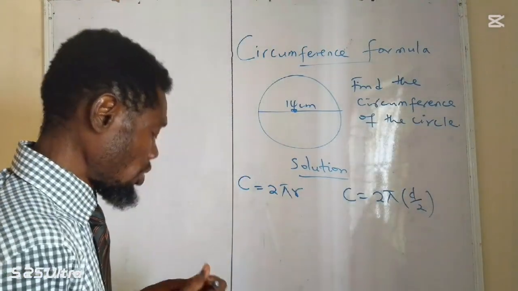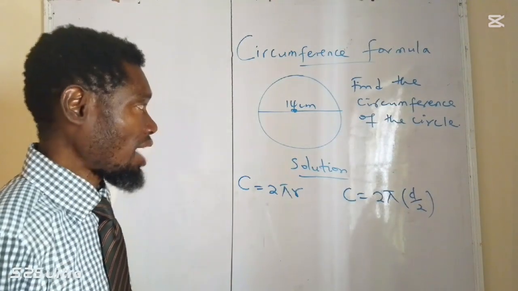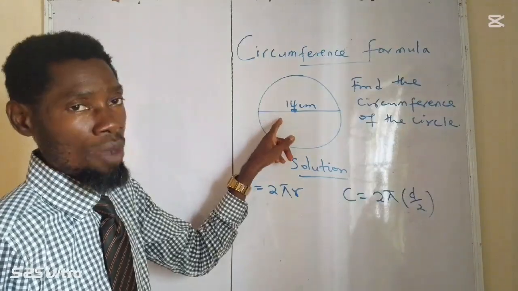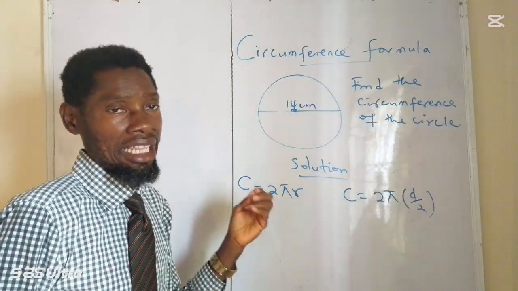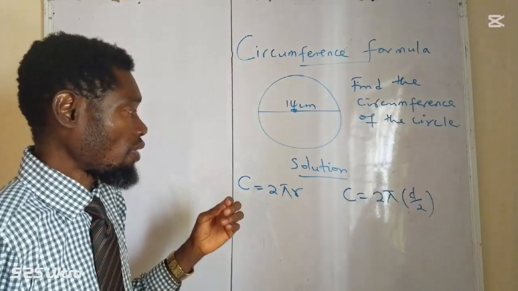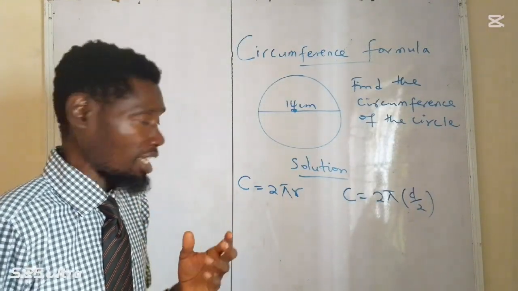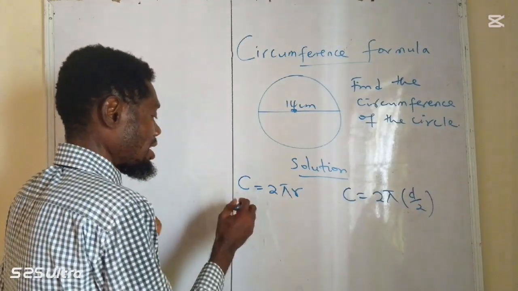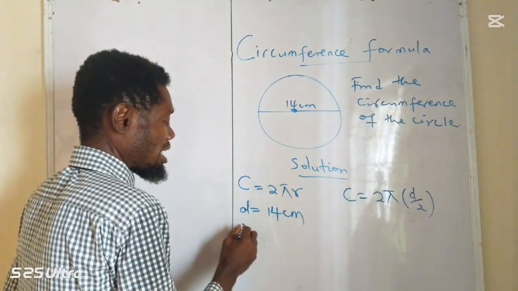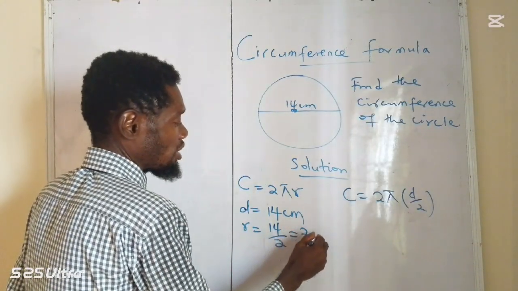So if you decide to use the first formula here, I said you will need to divide the diameter given to you by 2, because the length of a diameter is twice that of a radius. So you need to divide the diameter by 2 to get a radius. If the diameter is equal to 14 centimeters, then our radius will be equal to 14 divided by 2, and that will give us 7 centimeters.